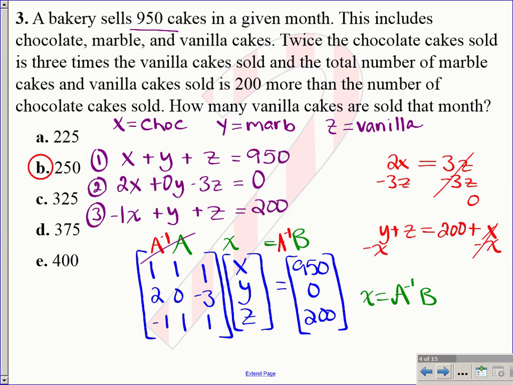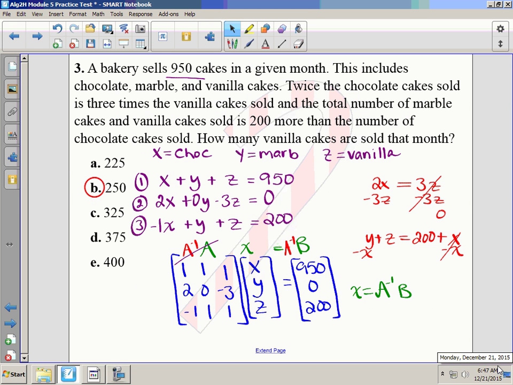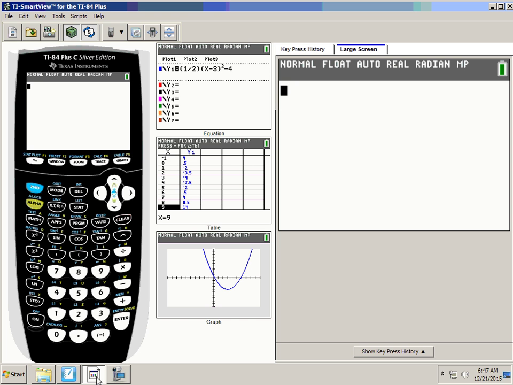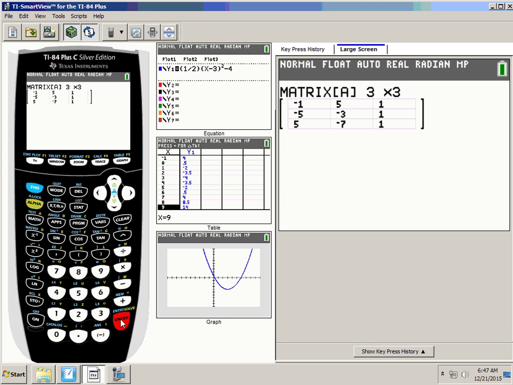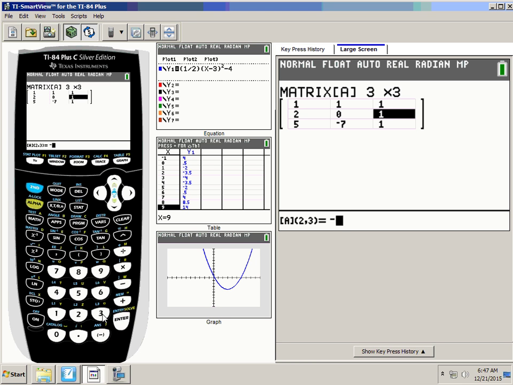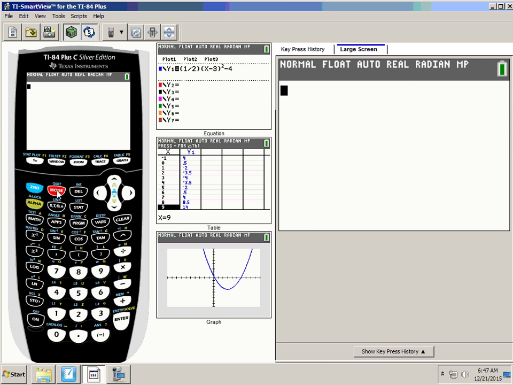So first of all, we need to put A and B into our calculator. So I'm going to review with you how to do that. You go to your graphing calculator, push second matrix, highlight over to edit. Matrix A is going to be a 3 by 3, and your elements are 1, 1, 1, 2, 0, negative 3, negative 1, 1, 1. Make sure you hit enter after the last element, and then push second quit to close out of the matrix.